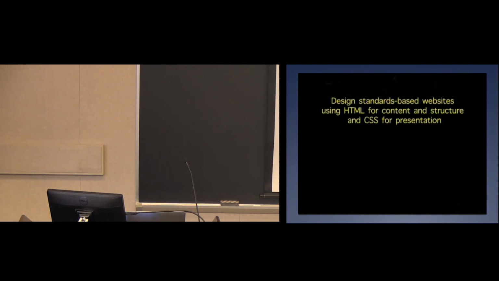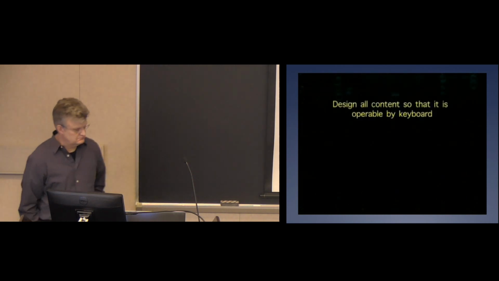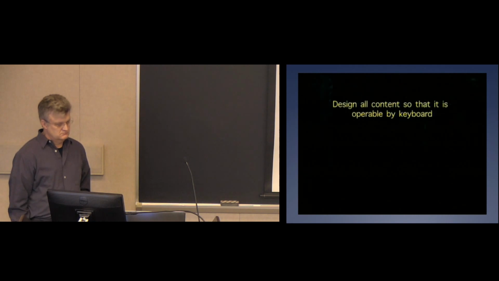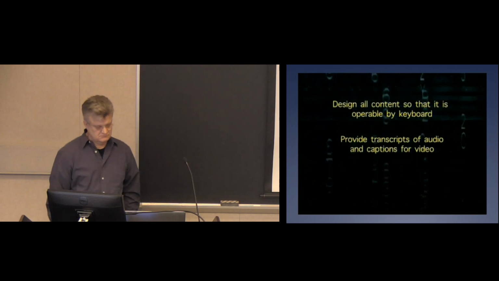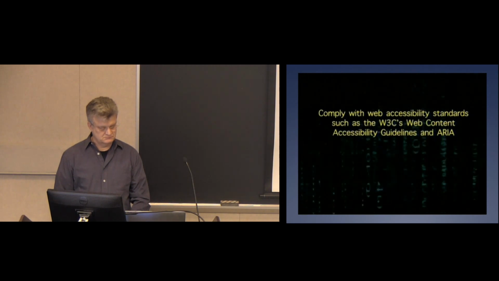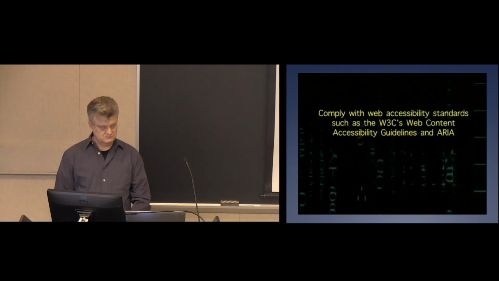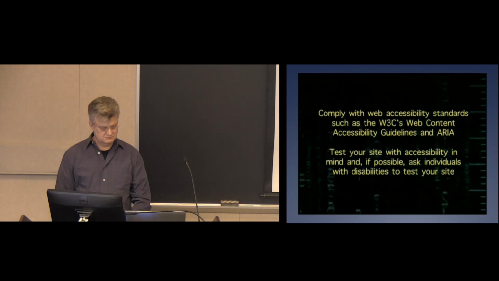Key steps to accessible website design include designing standards-based websites using HTML for content and structure and CSS for presentation. Clearly mark up the structure of your site using HTML elements such as headings, subheadings, lists, and paragraphs. Provide alternate text for all images. Design all content so that it's operable by keyboard. Provide transcripts of audio and captions for video. Write as clearly and simply as possible. Comply with web accessibility standards such as the W3C's Web Content Accessibility Guidelines and ARIA. Test your site with accessibility in mind, and if possible, ask individuals with disabilities to test your site.